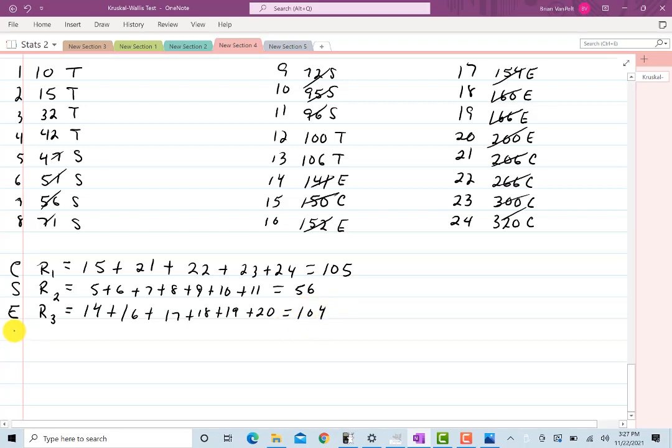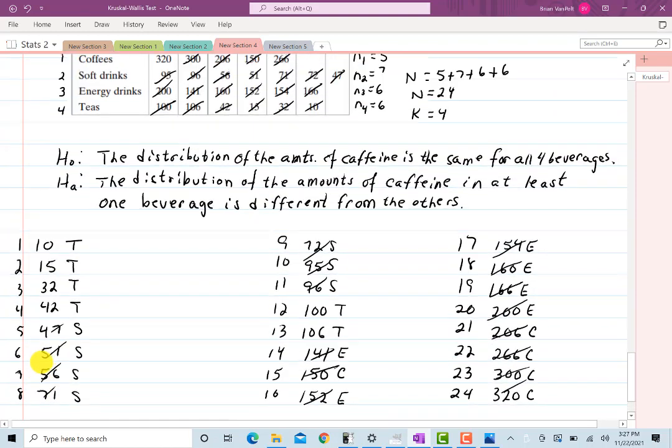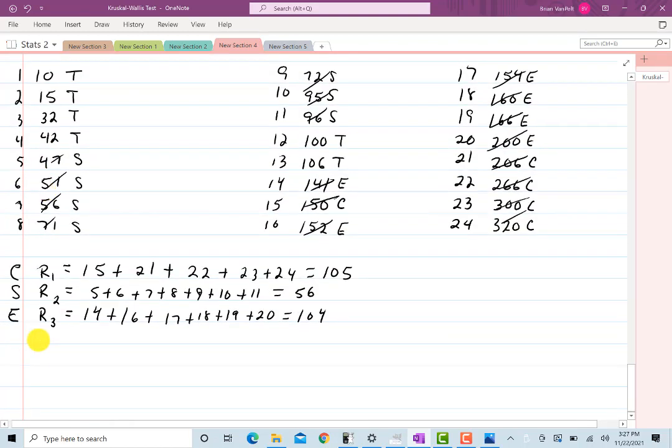And then the last, what was after energy drinks? Teas. Those are all the lowest ones. Let's see what my T's are. They're 1 through 4, 2, 3, 4. And then what else do I have? 12 and 13. So we're going to equal 6, 10, 22, 35.